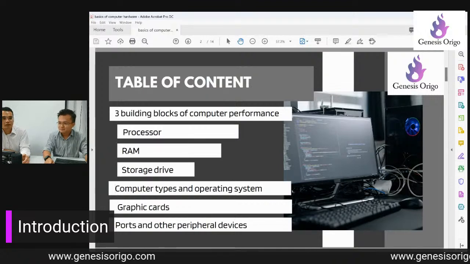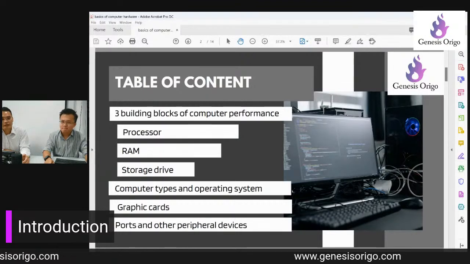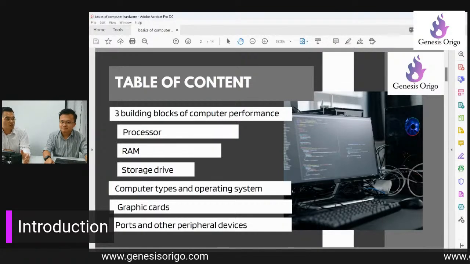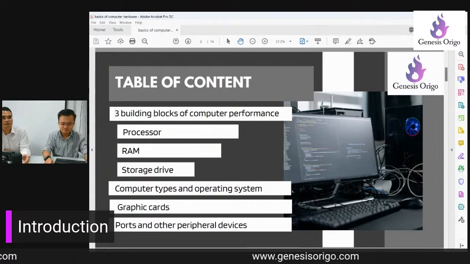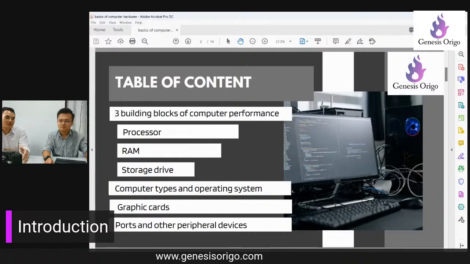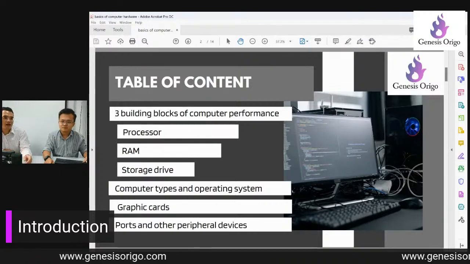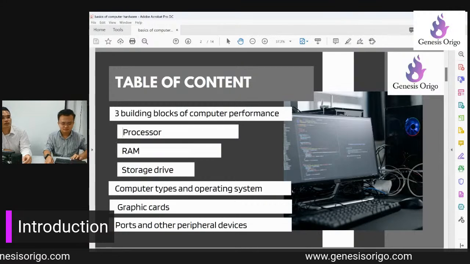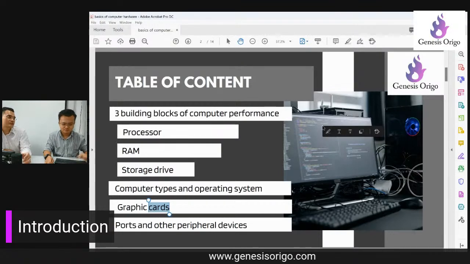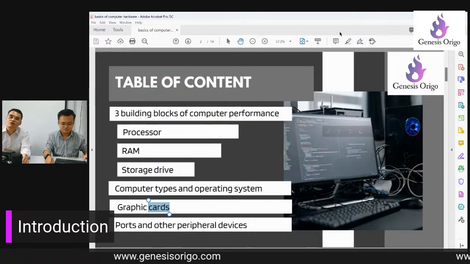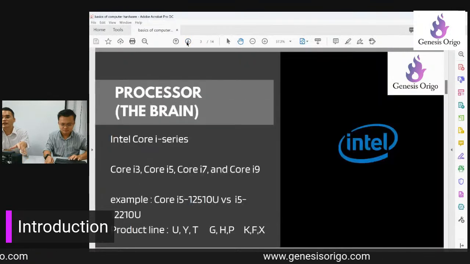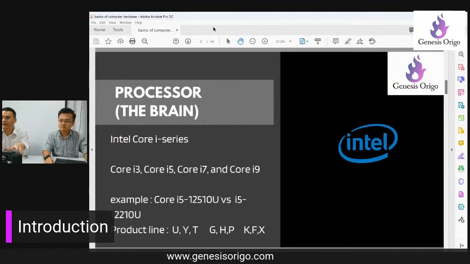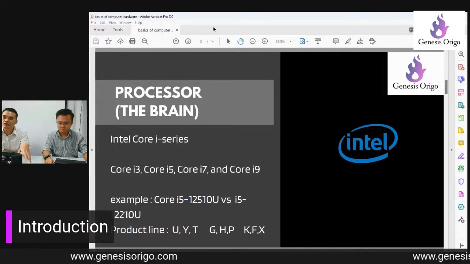It depends on your usage. If you are just using the laptop or computer to do a bit of documents, web browsing, or watch a bit of YouTube, then both i5, regardless of its generations, regardless of its RAM, its hard disk, should not give you a notable difference in the performance. So that is what we are going to talk about tonight. If you look at the slide here, we have three building blocks of the computer performance, which are the processor, the RAM, and the storage.